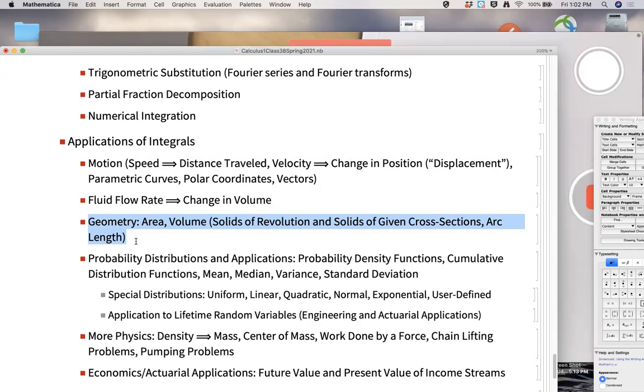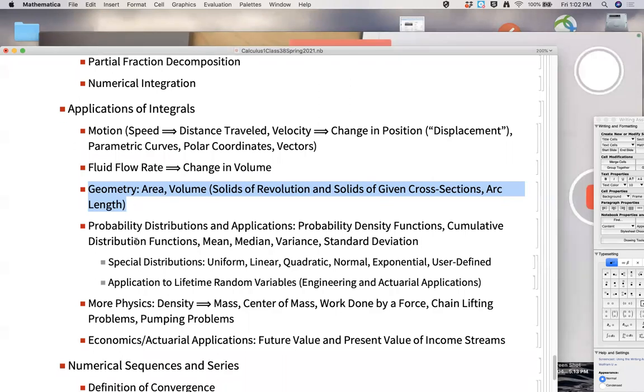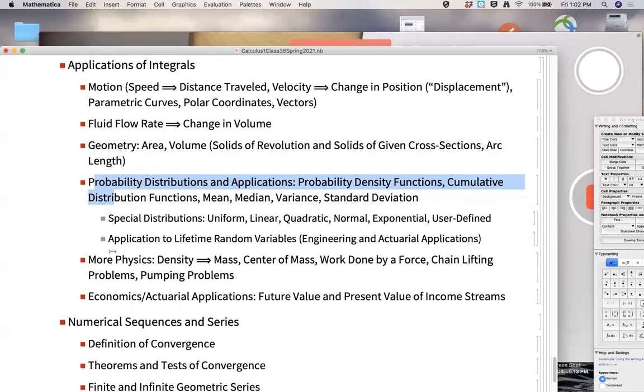You can derive that using integrals. It was discovered back a couple thousand years ago by Archimedes, although he didn't use our notation, didn't use our formulas. But you can derive that kind of formula with calculus very easily. Maybe I shouldn't say very easily. Applications to probability and statistics still, more physics, density, mass, center of mass, work done by a force.